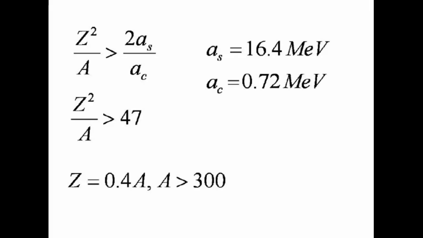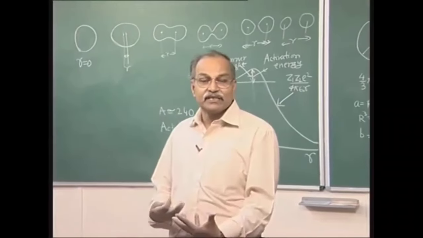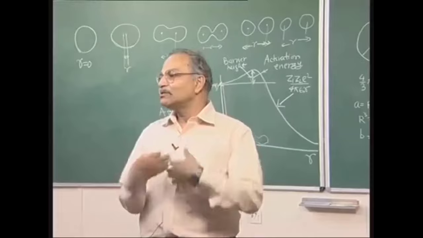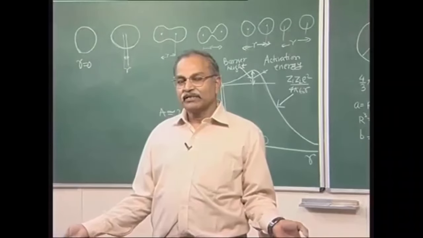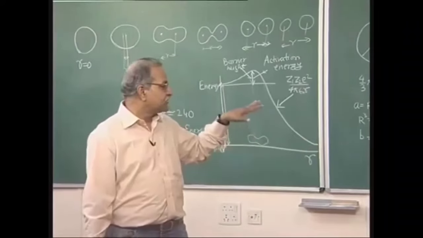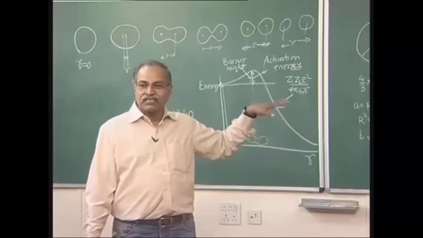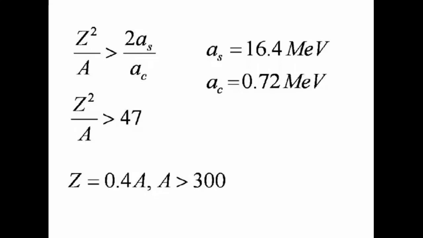So, if you take this value, this relation will say that A is roughly greater than 300. So, these calculations will suggest that if you somehow create a nucleus with A greater than 300, it will immediately fission in 2 parts, because there is no potential barrier. So, this is all about the spontaneous fission or fission by itself, and energies, rest mass energies and so on.